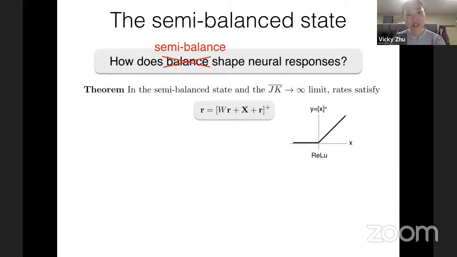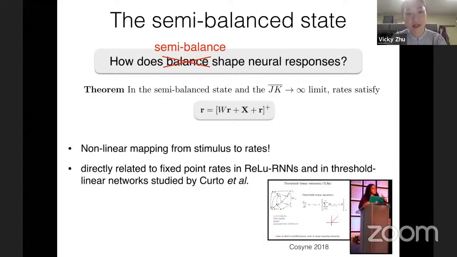If we step back a little and rederive the rate expression under this new assumption, the strong coupling strength limit, what we see is an implicit expression of the firing rate in terms of a rectified linear function. And this is interesting because this expression is also frequently used as an activation in artificial neural networks. Also notice that there is a linear mapping between the stimuli, X here, and the rates R here. And more interestingly, this can be directly related to the fixed point firing rates in ReLU recurrent neural networks, and has been studied by the Curto-Morrison group for threshold linear networks.